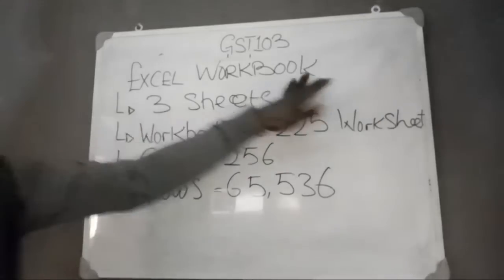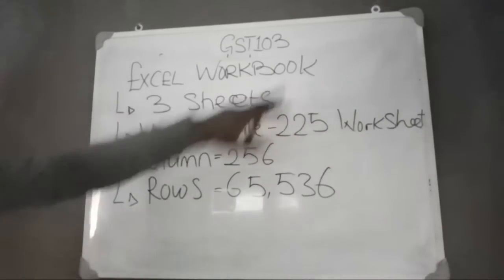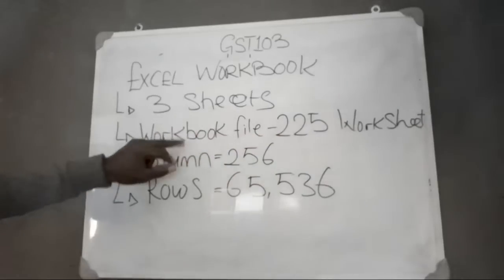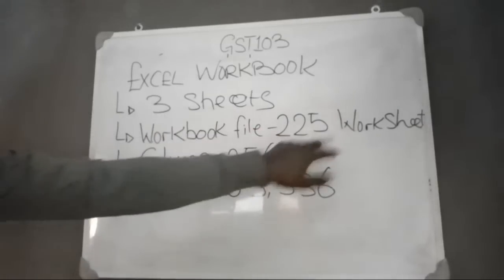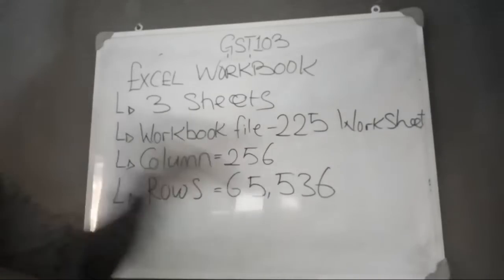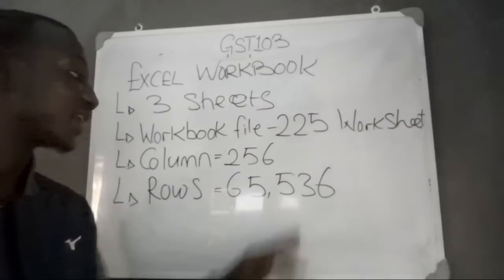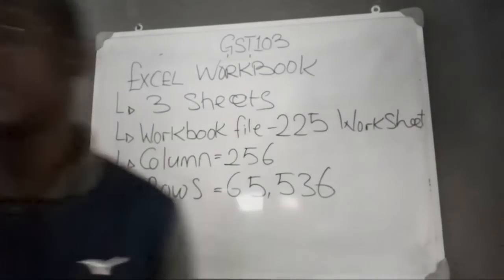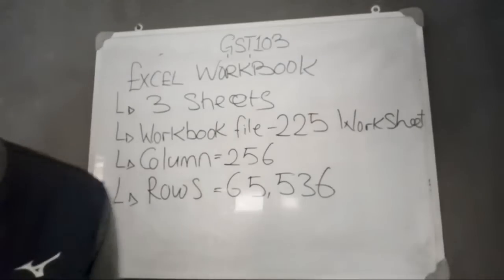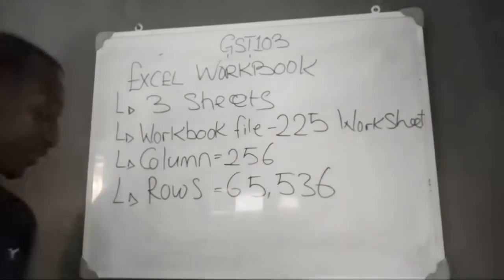So the Excel workbook has 3 sheets. Then the workbook file has about 255 worksheets, then columns about 256 and rows about 65,536. I'm getting so dehydrated already, getting exhausted as well, but I just have to complete this class.